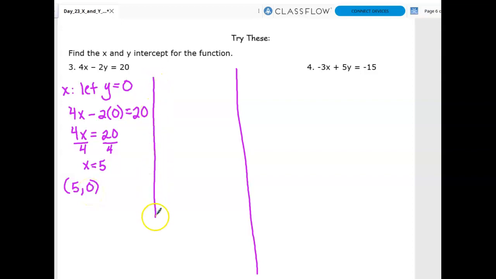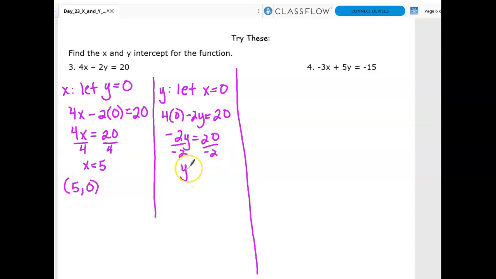And for this one, our y-intercept, we would let our x be 0. So this would be 4 times 0 minus 2 times y equals 20, or negative 2y is equal to 20. Divide both sides by negative 2, and our y would be equal to negative 10. So our x would be 0, and our y would be negative 10.